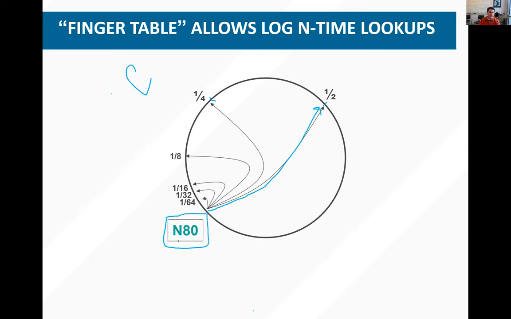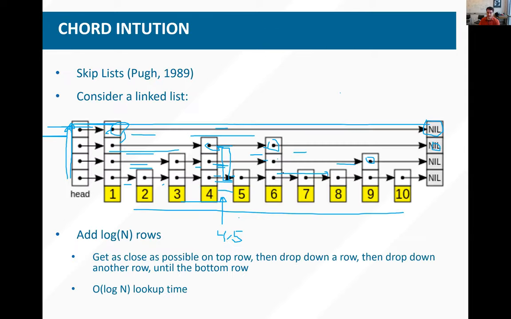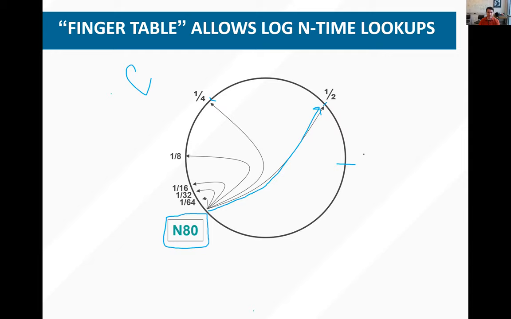So the goal is that if we're here at node 80 and we want to look up something over here at, say, key 42, we're going to follow these pointers as far as we can without going over. That will get us closer in the key space to our destination, and then we'll be able to emulate a log n lookup time.